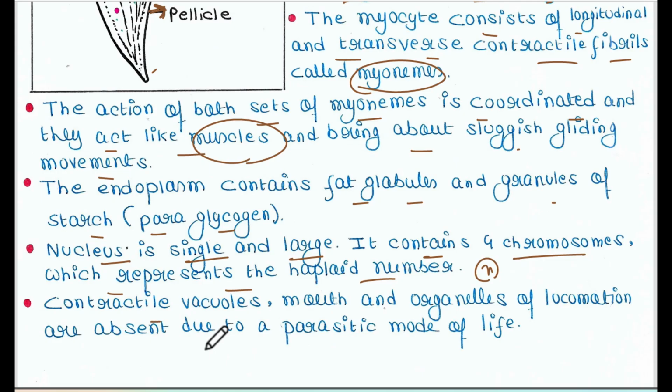Now, contractile vacuoles, mouth and organelles of locomotion are absent due to a parasitic mode of life. So it doesn't require to move fast. It doesn't need mouth. So these are absent in these animals because it is the parasite. So it doesn't require to move and it can get its food by absorption. So it doesn't require mouth also.